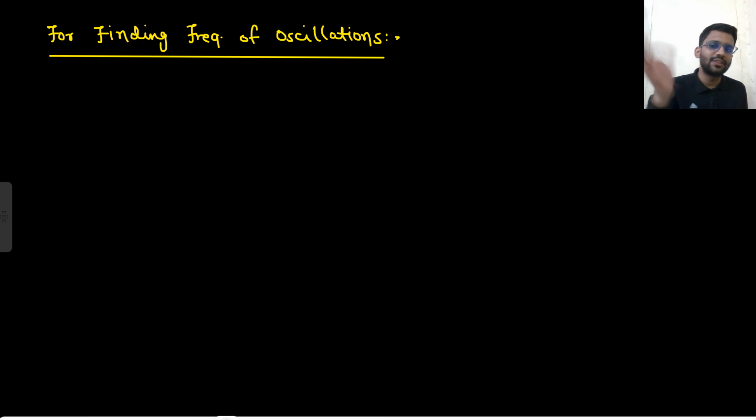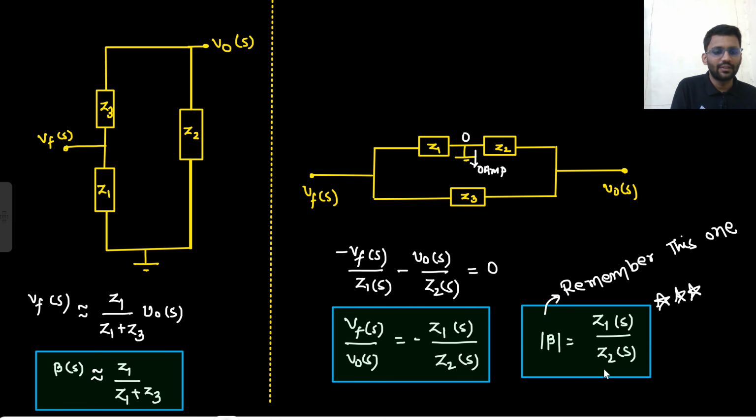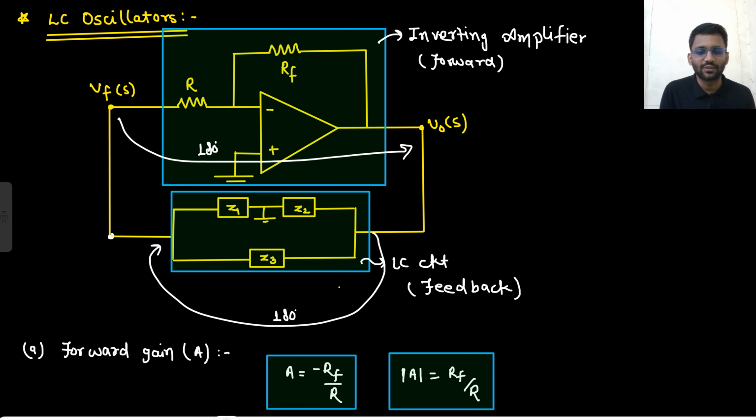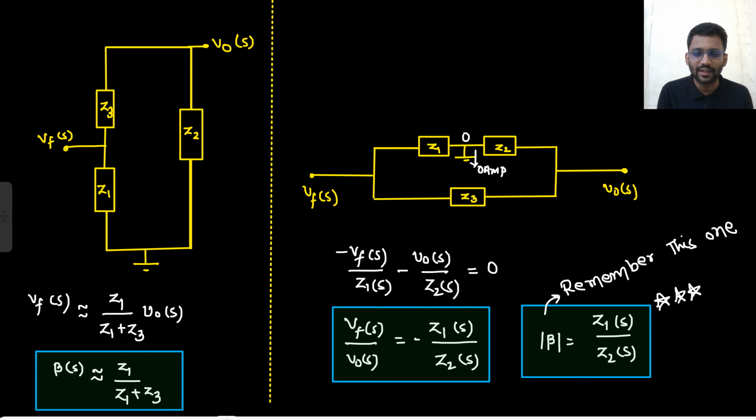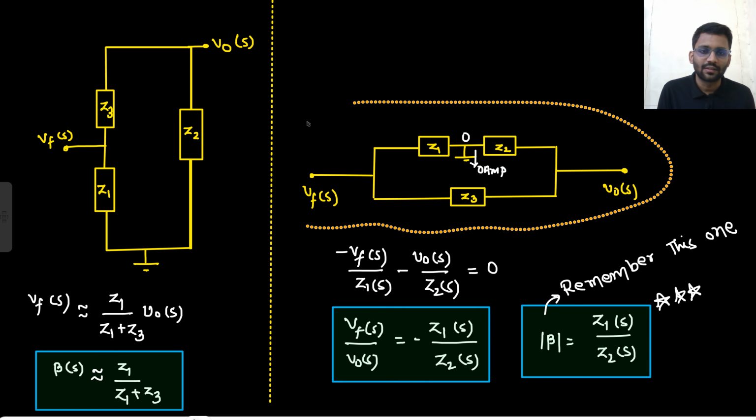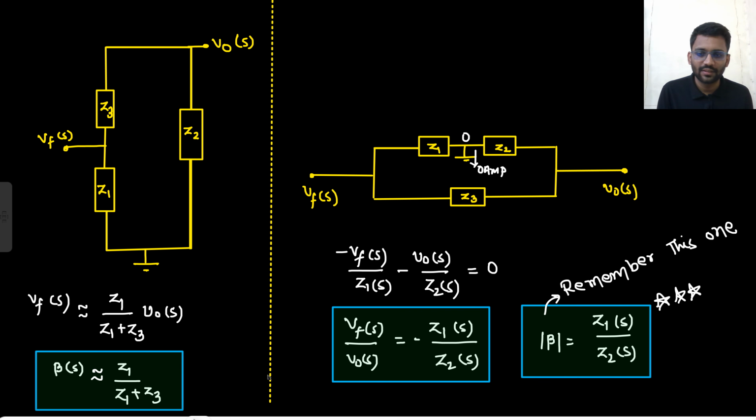And how will you find the frequency of oscillations? Sir, we have found the value of beta, but how will we find the frequency of oscillation? That is the most important part. For that, what you need to do is just copy, or I can simply copy this one only.